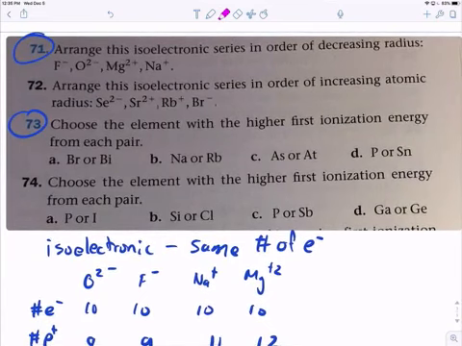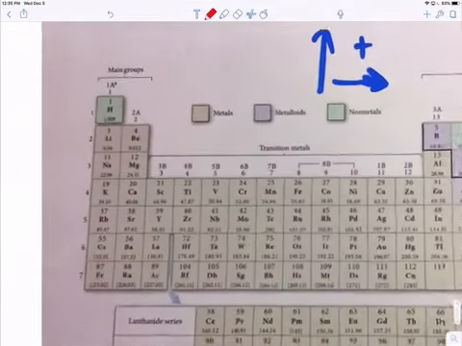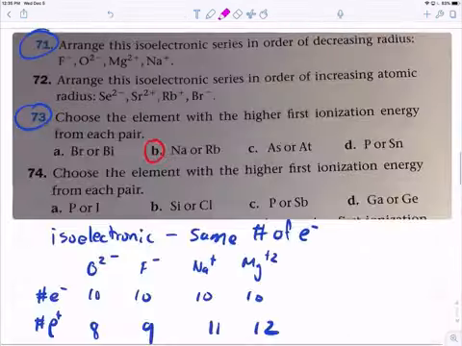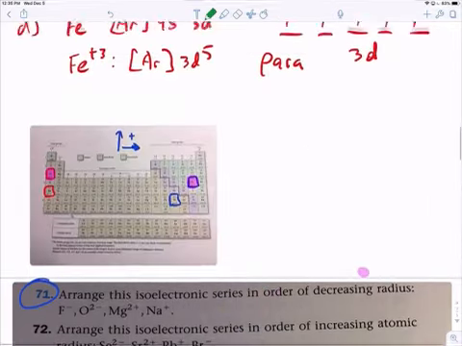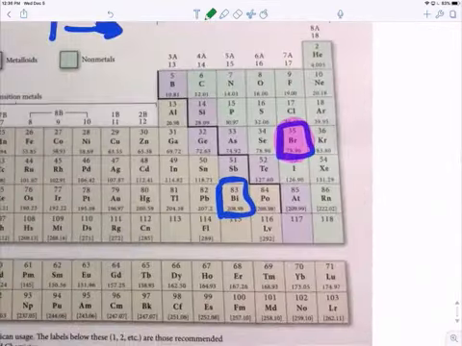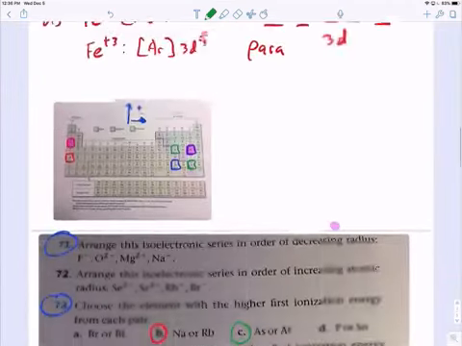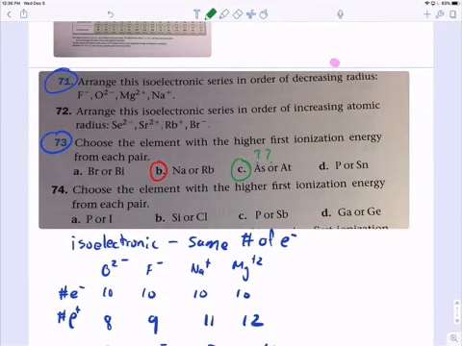Okay, and then sodium or rubidium. So here is sodium, here is rubidium. So sodium is higher than rubidium, therefore it has the higher first ionization energy. And arsenic or astatine. So here is arsenic, here is astatine. You can't tell that from the trend, and that's not on the test. Ambiguity is not on the test. You have no idea from the trends.